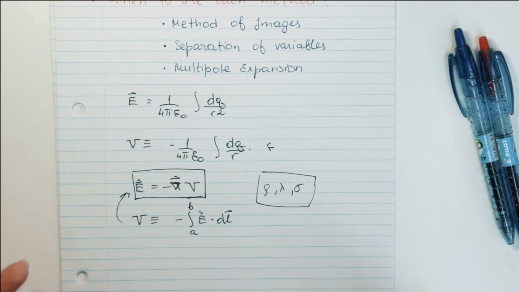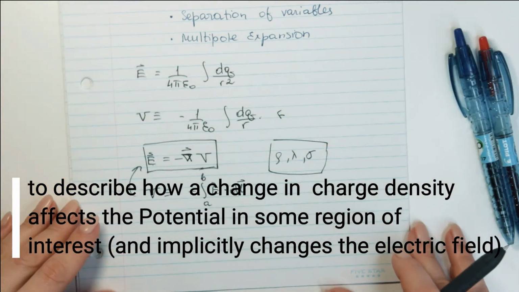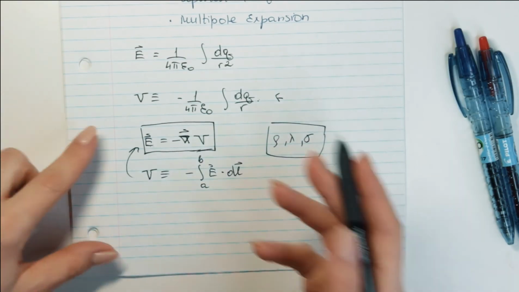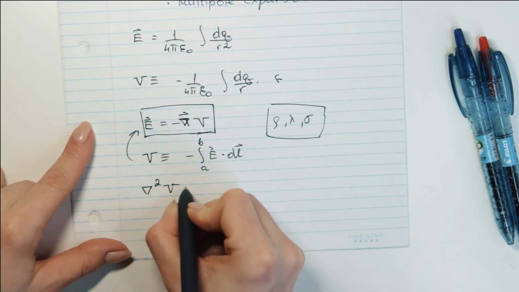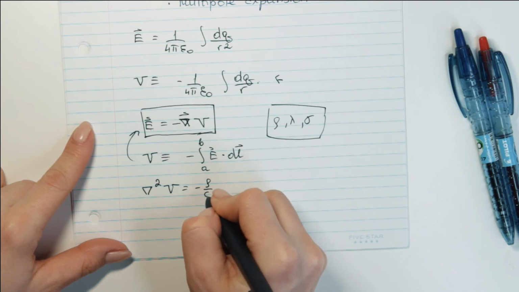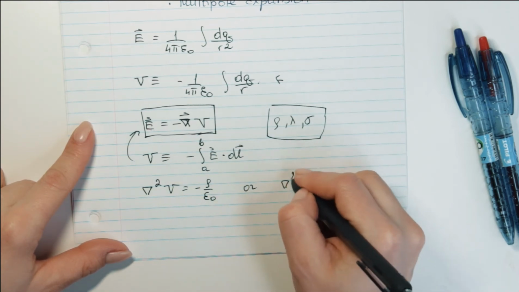And in this situation where we have charges within the conductors that can move freely, since there is a change in one variable that's causing a change in another, it's a perfect candidate for using a differential equation. And the two main differential equations that describe that relationship are Poisson's equation, which looks like this, or Laplace's equation.